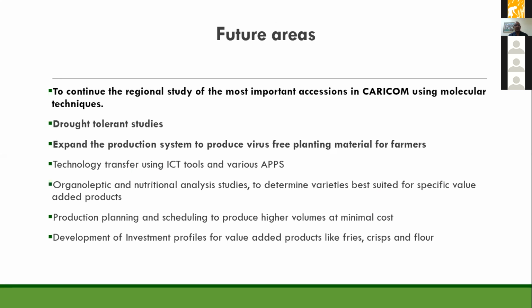We need to continue organoleptic and nutritional analysis studies, determine varieties best suited for specific value added products. Production planning is important, as I mentioned before, and scheduling to produce higher volumes at minimal cost. We are also developing investment profiles for value added products like fries, crisps, and flour. And these profiles will support small businesses when they seek funding.